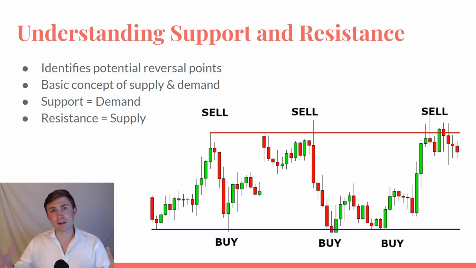It uses different levels on the charts to try and identify points where demand is, where buyers may be hanging out, or supply is, where sellers are hanging out. Again, support is equal to demand in this simple concept, and resistance is equal to supply.